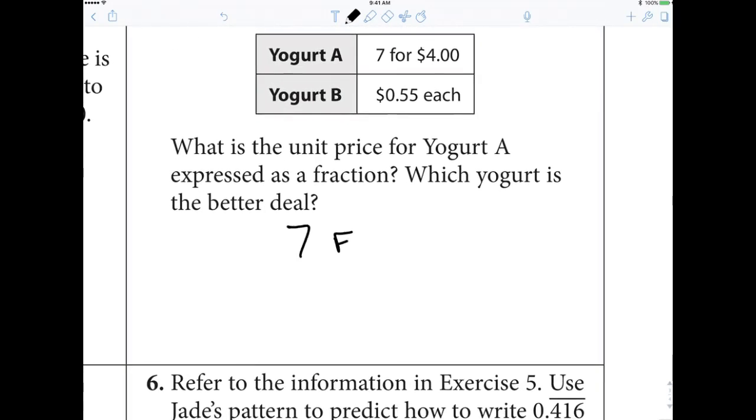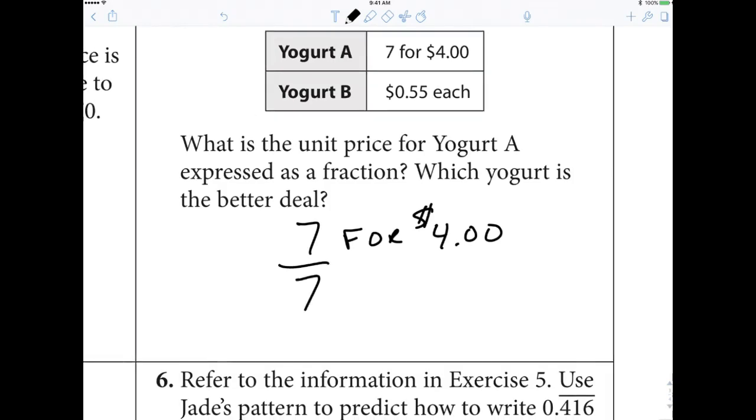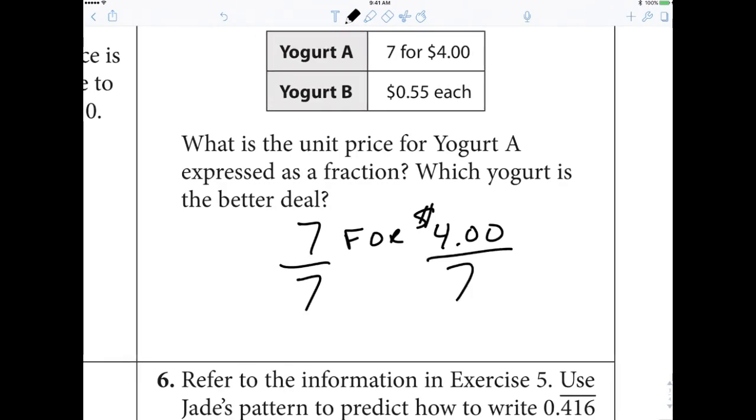If I have 7 for $4, right? I only want what? 1. That's what unit price is. I don't want 7, I only want 1. How much is it going to cost me? Well, I have 7, so I would just divide by 7. Is everybody with me? Yes. So 1 is going to cost me 4/7 of a dollar.